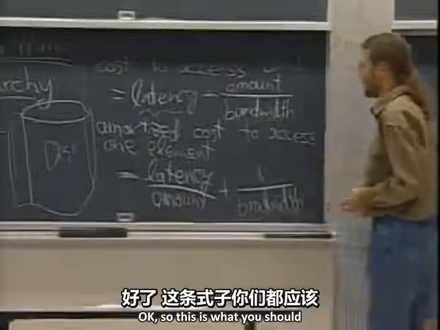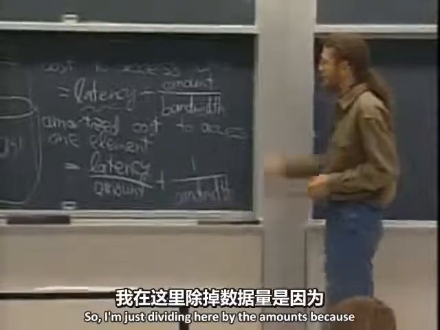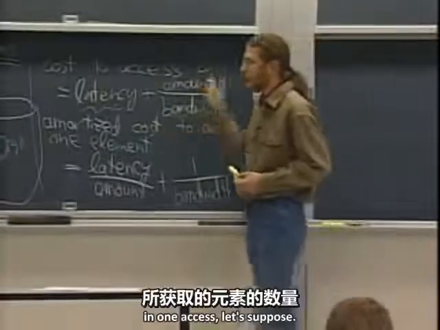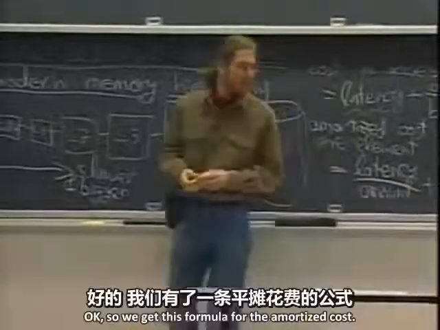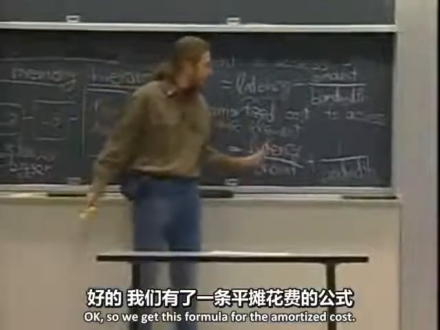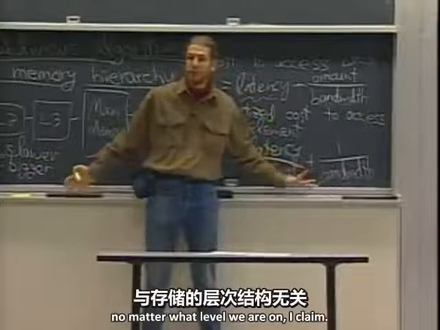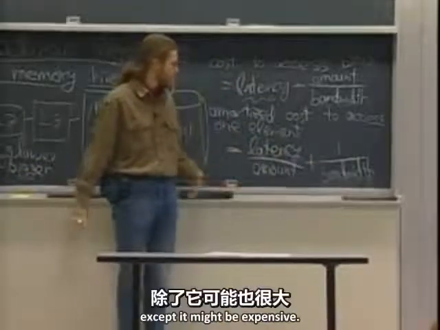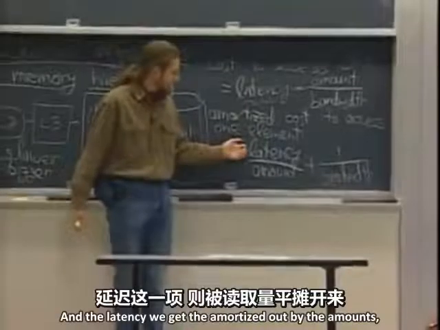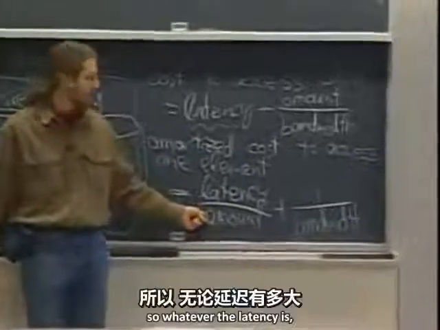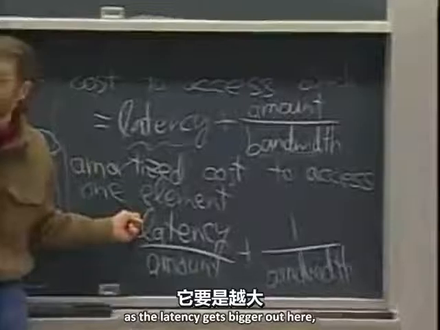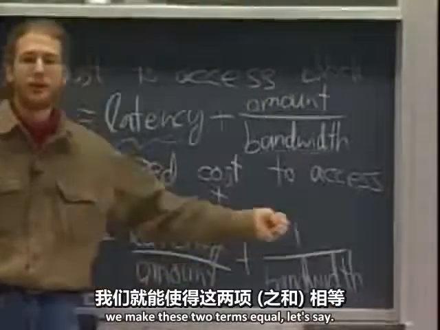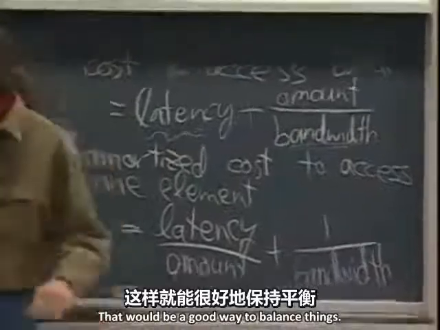This is what you should implicitly be thinking in your head. I'm just dividing here by the amount, because the amount is how many elements you get in one access, let's suppose. So we get this formula for the amortized cost. The 1 over bandwidth is going to be good no matter what level we're on, I claim. There's no real fundamental limitation there, except it might be expensive. And the latency we get to amortize out by the amount. So as the latency gets bigger, we just get more and more stuff, and then we can make these two terms equal, let's say. That would be a good way to balance things.